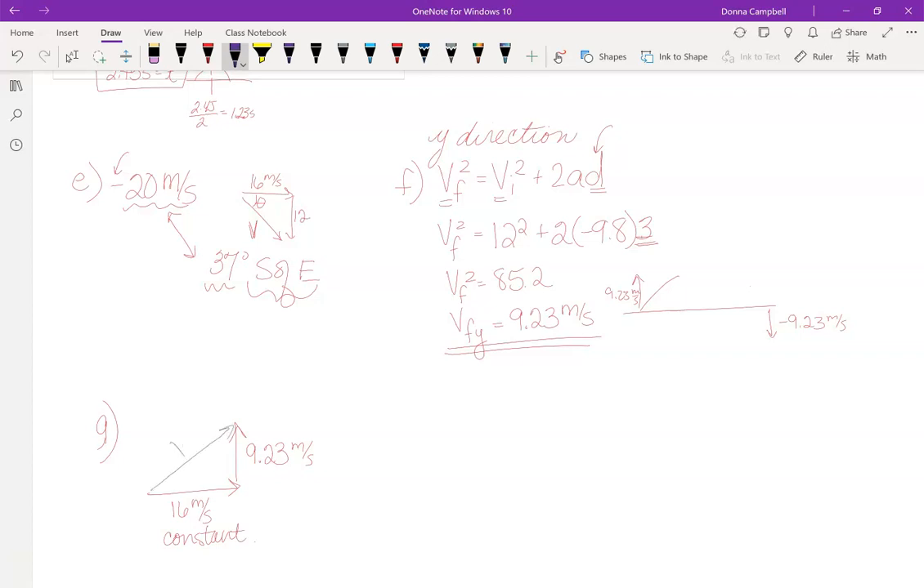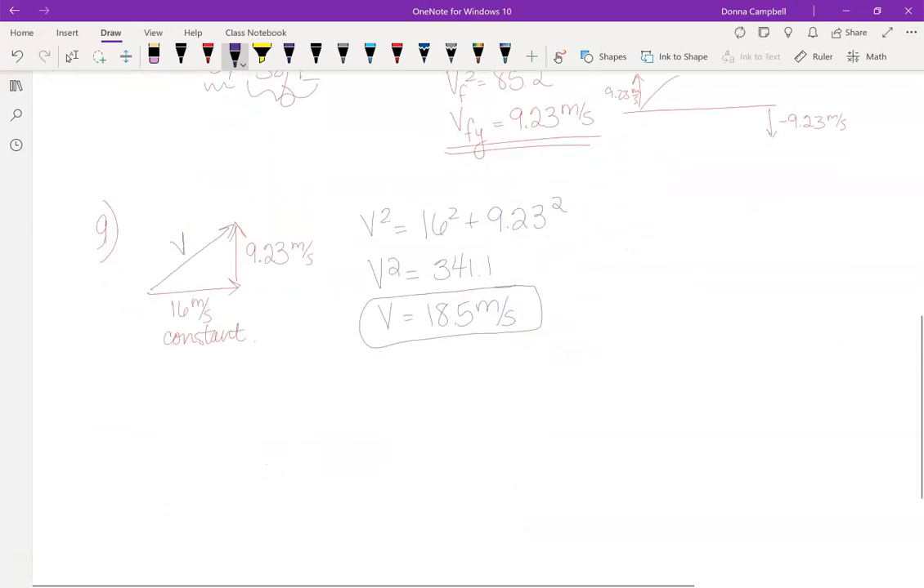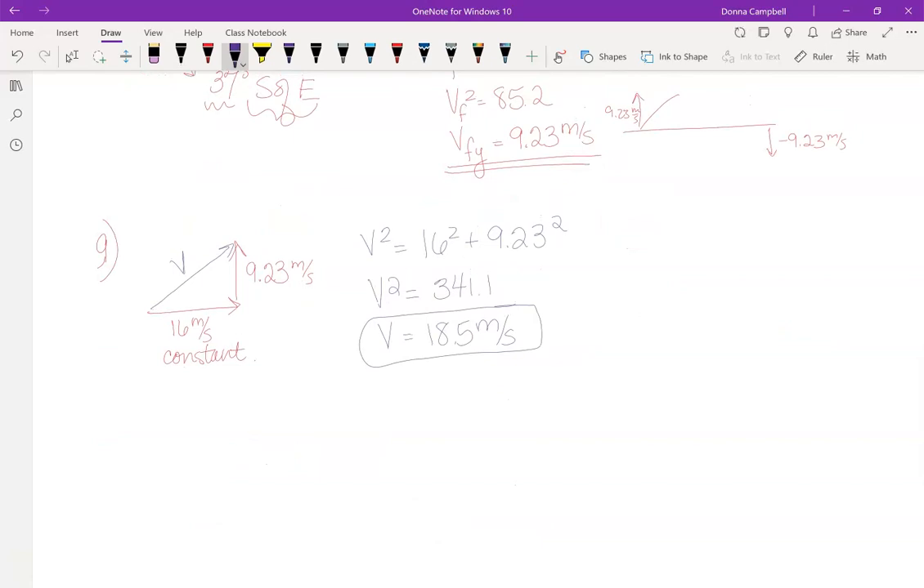It wants us to find the velocity. So this is the Pythagorean theorem. V squared equals 16 squared plus 9.23 squared. Let's say it's like 341.1, and then the velocity is 18.5 meters per second. It's very important that you note that it's not above 20. If you get something above 20, you're wrong. It can't get any faster because gravity is slowing it down.